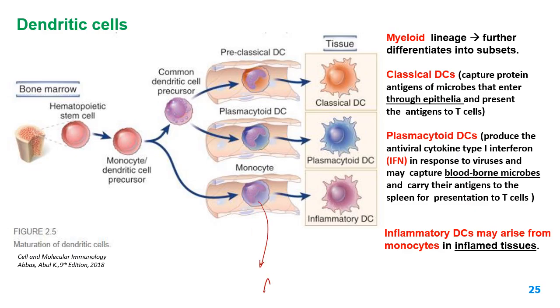You go to the tissue, they become macrophage. That's a symbol for the macrophage. Okay, becoming inflammatory dendritic cell is not the main job of monocytes.